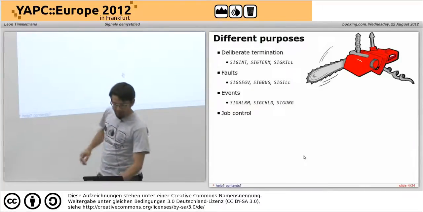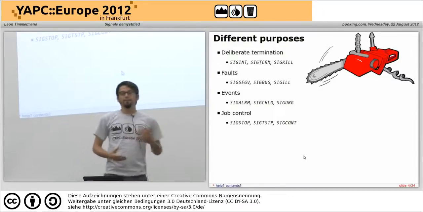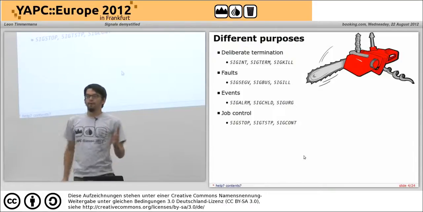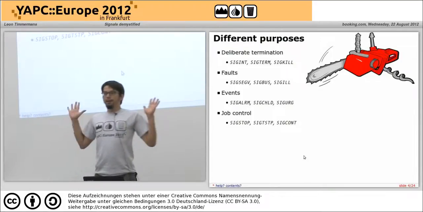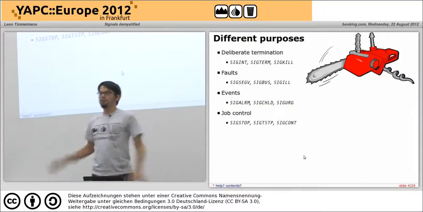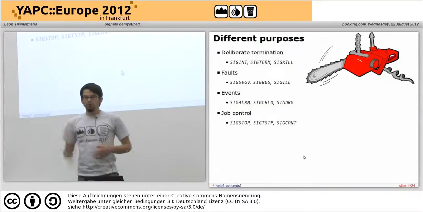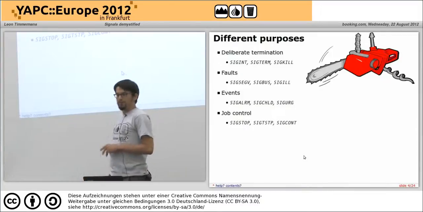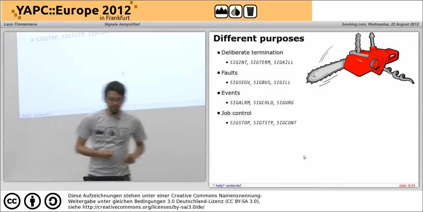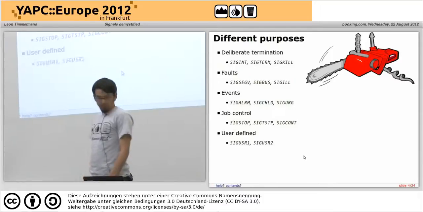Well, except, of course, the next one, job control. Job control is basically what happens in your shell when you press Control-Z and later type fg. Job control hibernates a process, and it can't do anything until it's revived again. Most people don't really do anything with this explicitly because the defaults are fairly sensible, but you can handle those too. And then there's, of course, the user-defined signals.